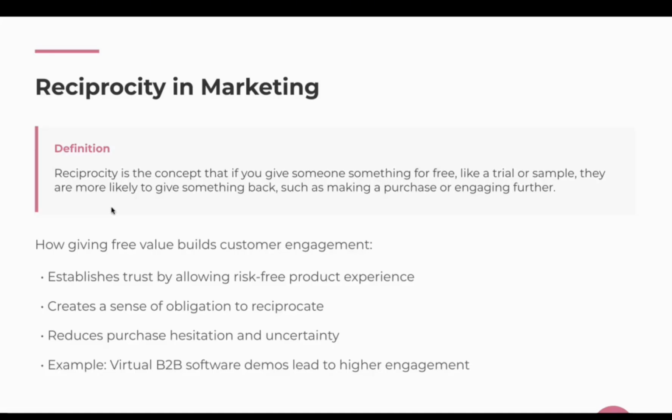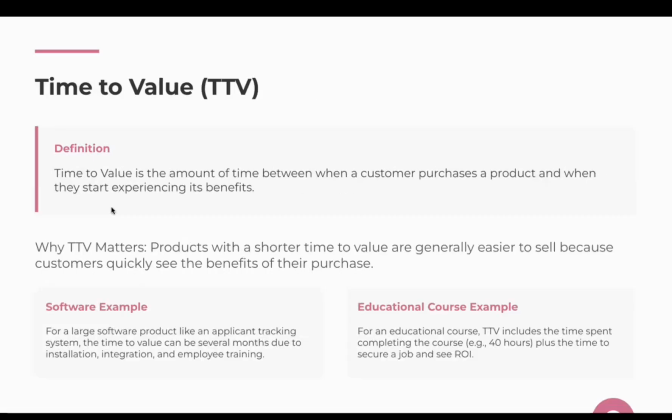Giving something for free builds trust and builds value based off of customer engagement. It's a way of establishing trust by allowing a risk-free product experience. It also creates a sense of obligation to the person that received it. It also reduces purchase hesitation and uncertainty. So businesses do this all the time, like B2B software. They give demos that lead to higher engagement. They also offer free trials for 7 days, 14 days, 30 days, whatever. But it's a common tactic that actually works.